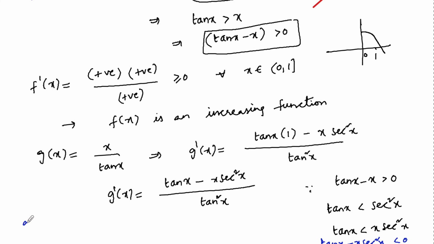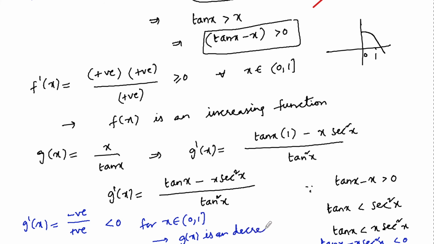So in g'(x), the numerator part is negative and the denominator part is always positive. So we can say g'(x) is less than 0 for x belonging to 0 to 1, and hence we can say that the g function is a decreasing function. Hence g(x) is a decreasing function.